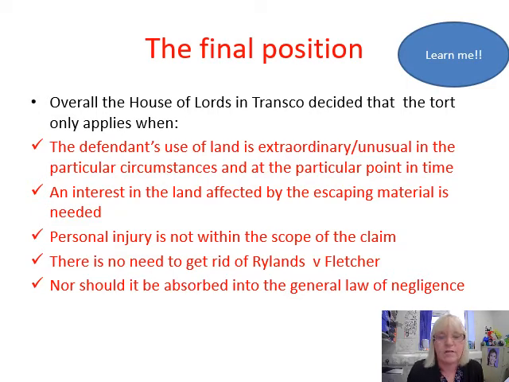Okay, so we need to know for our AO1 those four points. An accumulation of a substance which has been brought onto the land. Remember, it is a non-natural use of that land. It's likely to cause mischief if it escapes. It does escape, and it causes reasonably foreseeable damage. Case to go with each one. Okay, Rylands and Fletcher is your obvious one. Stannard, I would say Transco because it's the most recent, and any one other that appeals to you.